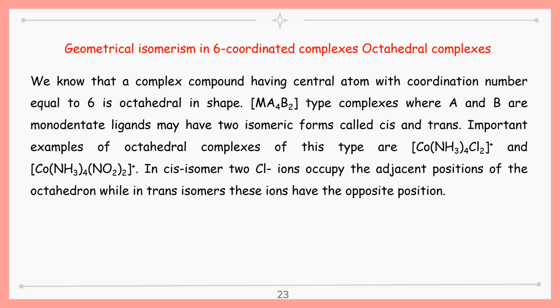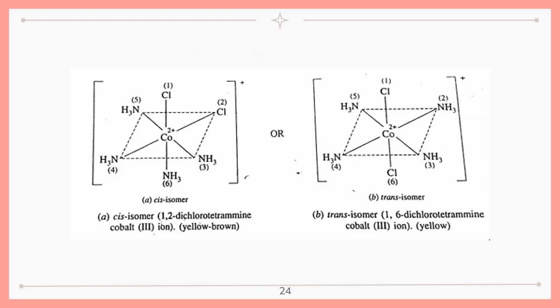Important examples of octahedral complexes of this type are tetraammine dichloridocobalt and tetraammine dinitritocobalt. In the cis isomer, two Cl- ions occupy adjacent positions of the octahedron, while in the trans isomer, these ions have opposite positions. And here is the example.